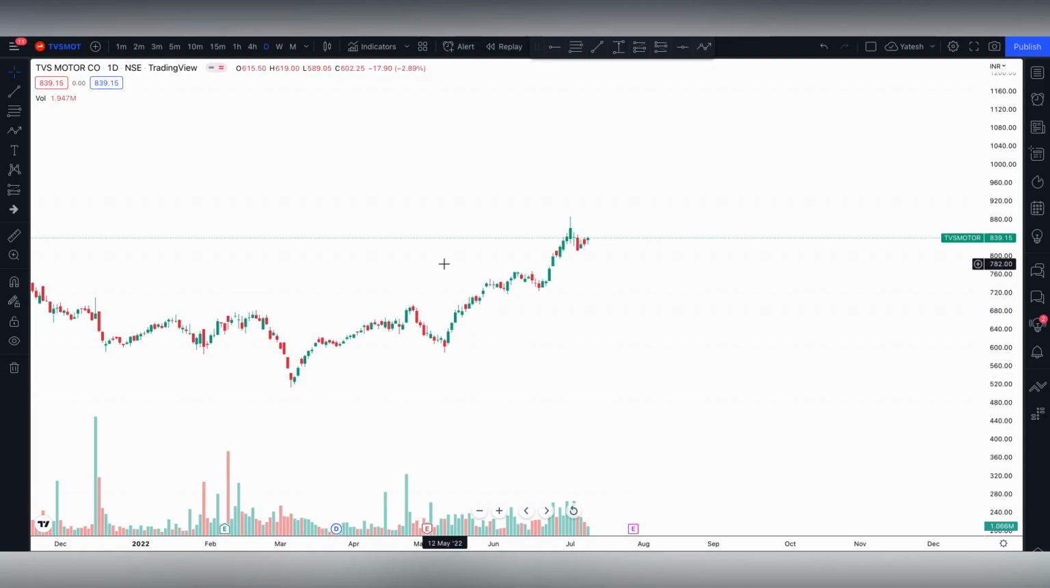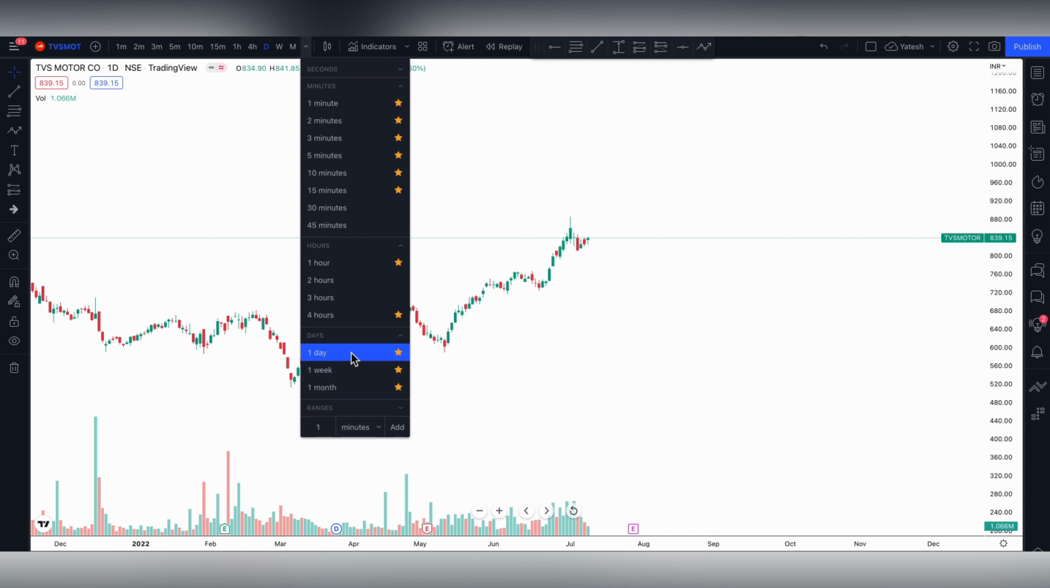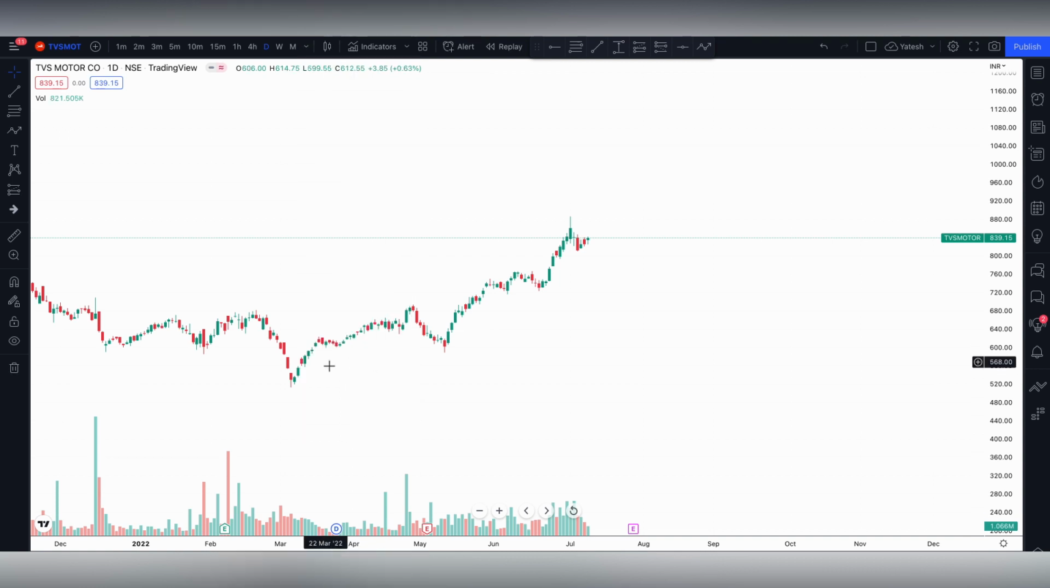What you're looking at right now is a chart of TVS Motors daily time frame. Now let us use this chart to understand how to do multi-time frame analysis and search for high quality trade setups for intraday and swing trading. Now the first thing you need to do is switch the time frame to daily. We use the daily time frame to understand the current sentiment or the current trend of the stock.